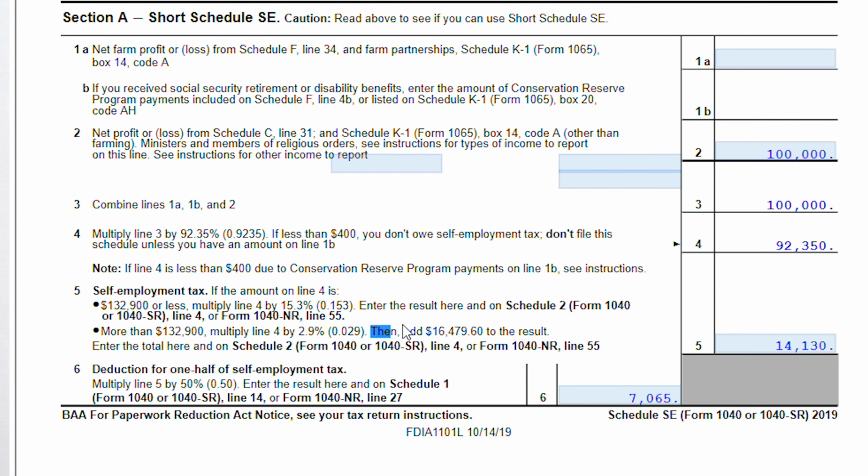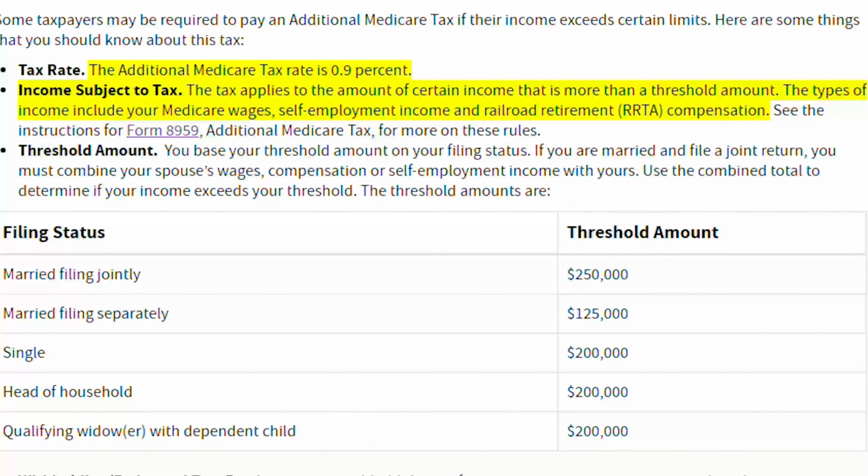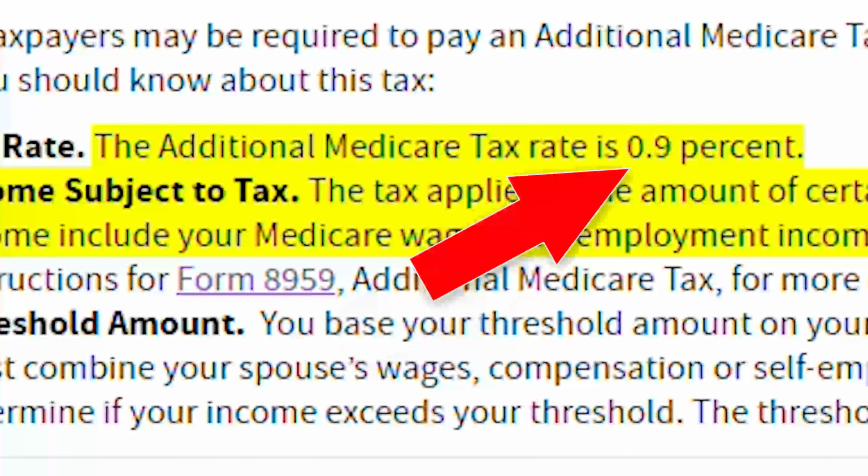Then you just add the additional $16,479.60. And the reason they broke it down here, where it's just adding the $16,479.60, is because if you take 12.4% and multiply it by that Social Security max of $132,900, that's how you get the $16,479.60.